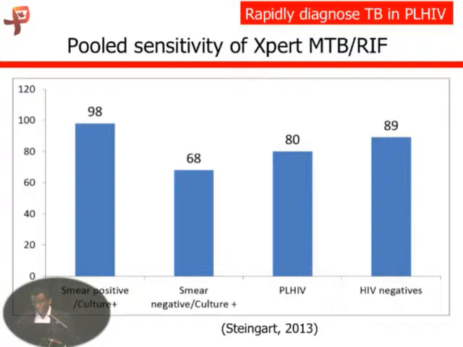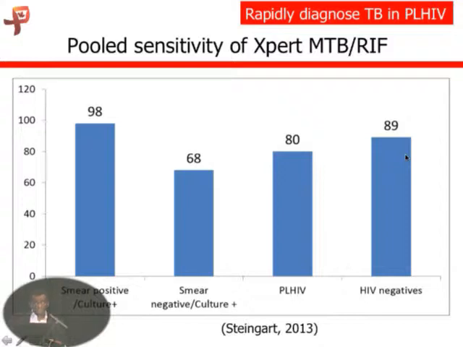And when we look into the evidence around GeneXpert for sensitivity of diagnosing TB, this is a recent Cochrane review that was published a month ago. You can see that if smear positive, for culture positive, the sensitivity is 98%, for smear negative, 68, and for people living with HIV, regardless of the smear, it was 80, and for HIV negatives, 89.